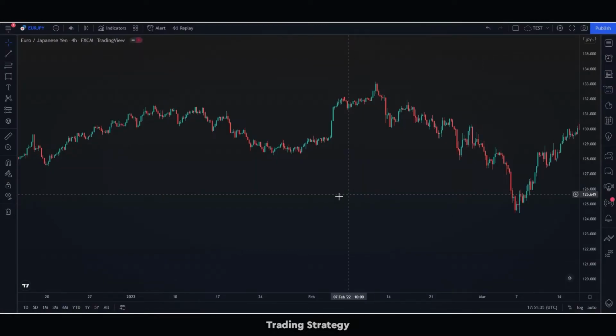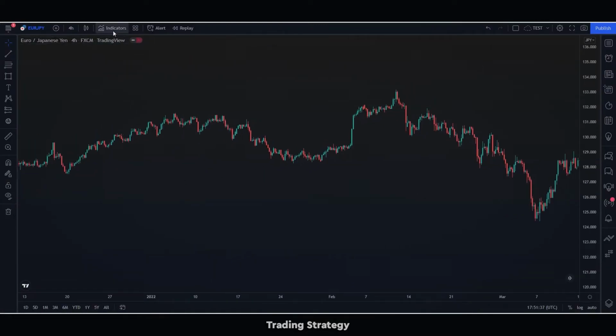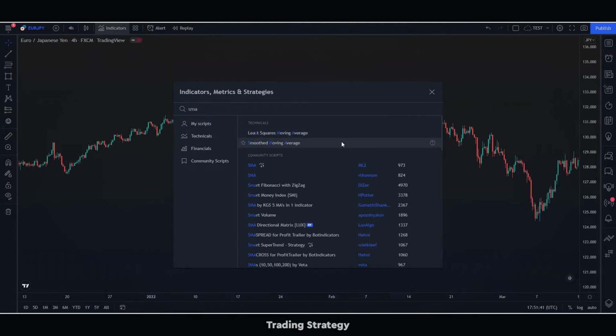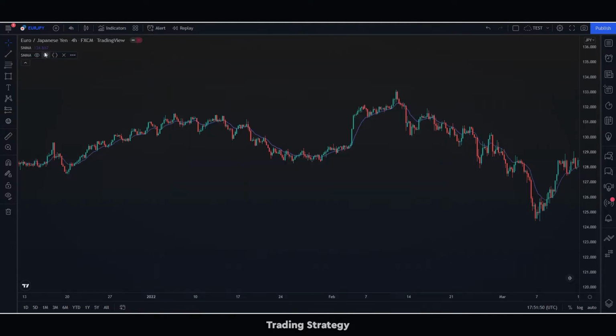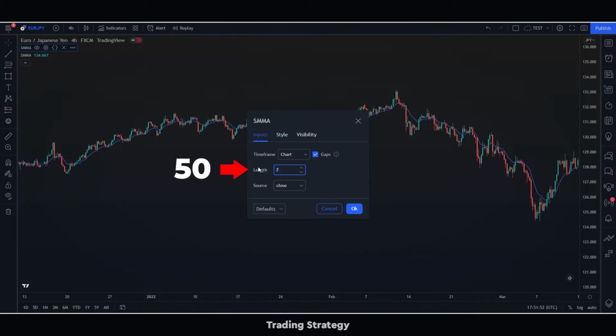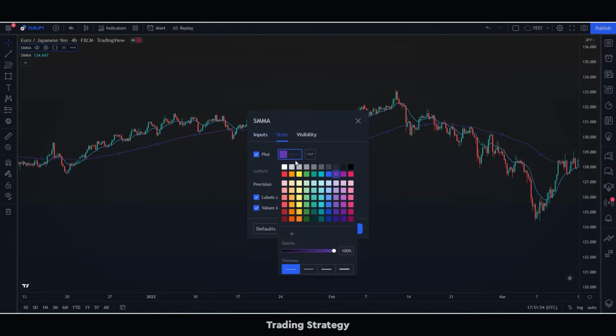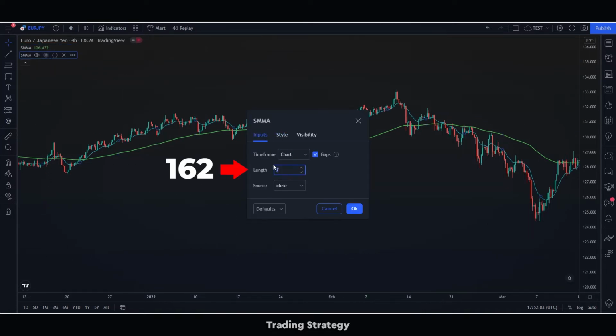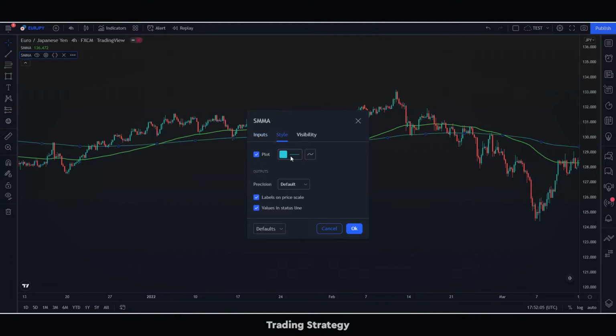Like one of the last strategies that I brought to the channel, the first thing will be to select two smooth moving averages. The first one we will configure with 50 periods, green, and we will increase its thickness a little. The second moving average, we will set it to 162 periods, we will change the color to red, and we will increase the thickness to the maximum.